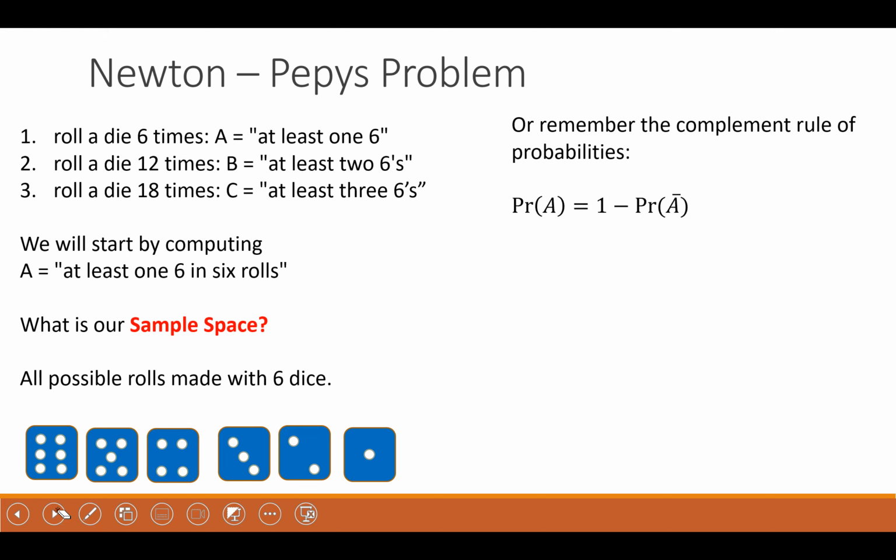So the complement rule of probability is that the probability of A is equal to 1 minus the probability of A complement. Well, the probability of A complement is the size of A complement over the size of S. And well, I already know those 2 values. It's 5 to the power 6 over 6 to the power 6. So we get the exact same answer.